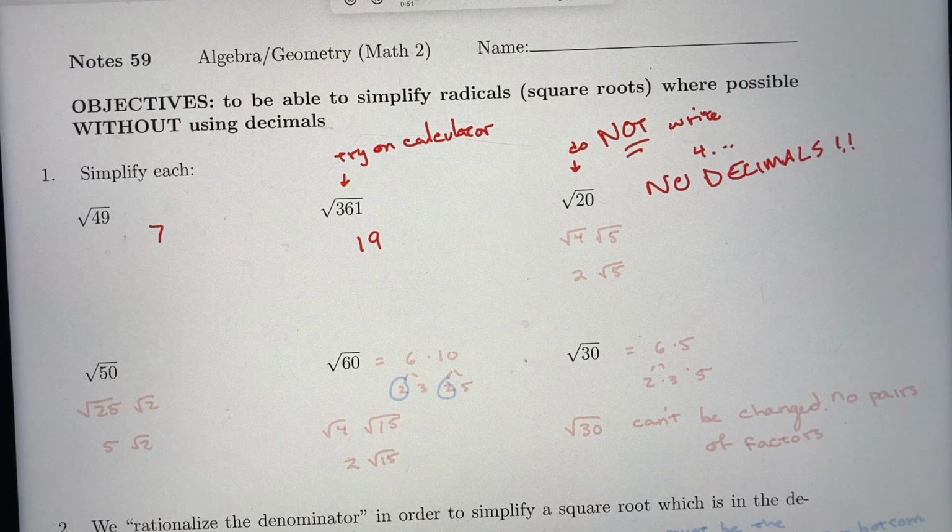Okay, square root of 20 is... what we're going to be doing is practicing pulling out perfect squares like the square root of 4, which is 2. So we're rewriting it that way. 50, 25?